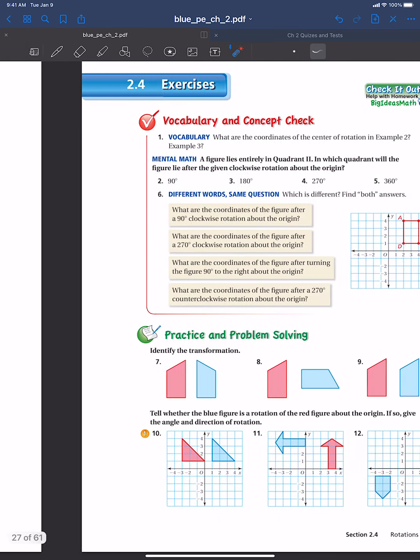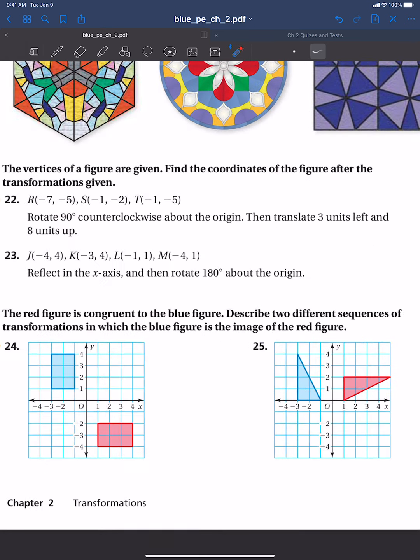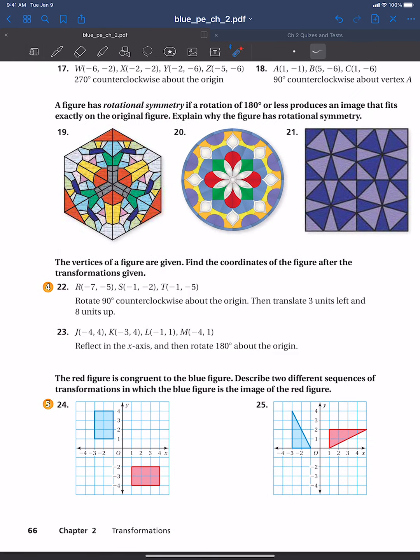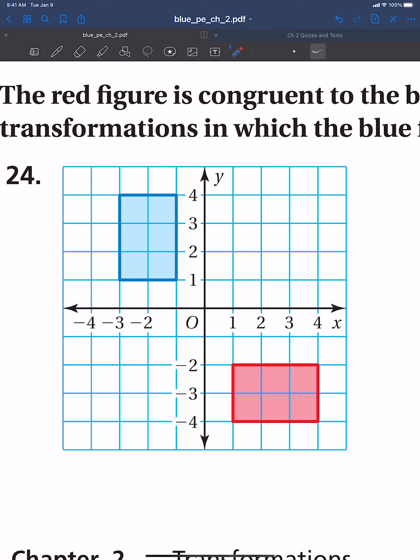Maybe I'm going to go look in your homework and see if there was one that we could do together. Okay, 24 and 25. Let's do that. This is on page 66 of your book. The red figure is congruent to the blue figure. Describe 2 different sequences of transformations in which the blue figure is the image of the red figure. So we're starting at red, get to blue, okay?